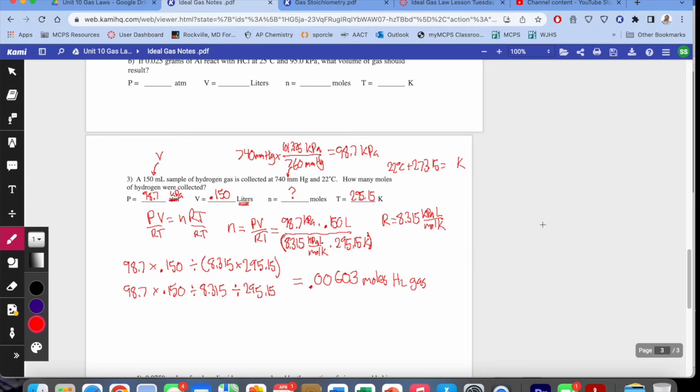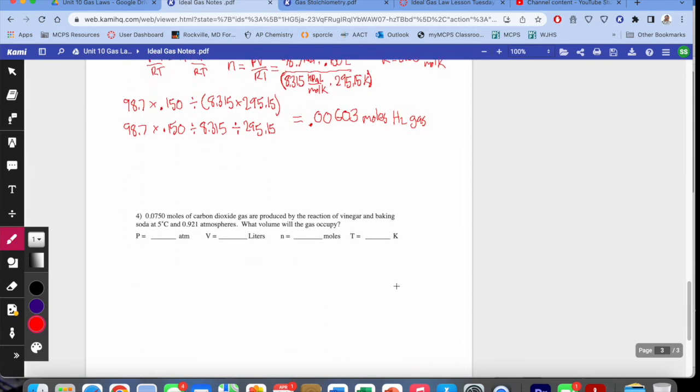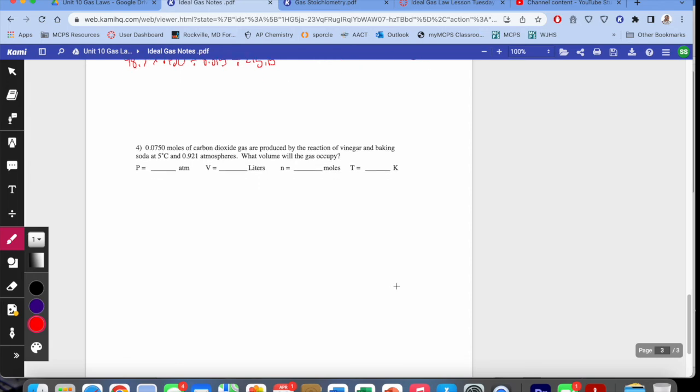Okay, so let's see what else. Let's try a second problem, and let's make sure we can do this. So here's problem 4, the other problem we did today in class, and we do the same thing. This time I'm going to use R equals 0.0821 liter atmospheres per mole Kelvin.